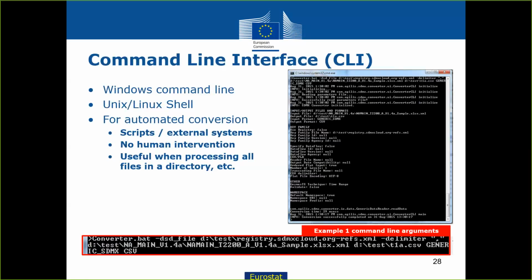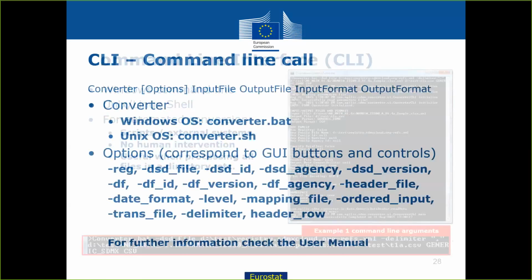This is an example at the bottom. We can do this by using Windows. We can also do it using Unix. Here it says for automated conversion. It's also intended, of course, for those that have many files to be converted. Rather than doing it manually one by one, you can just write the script and get it done. This is overall what is in the user guidelines.